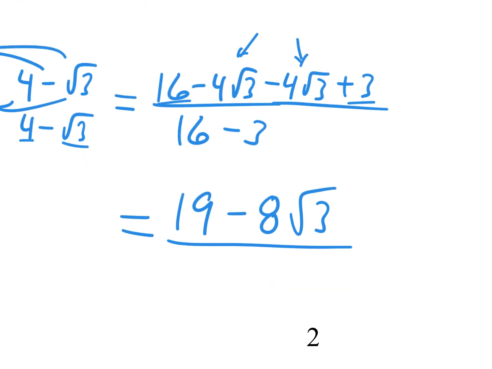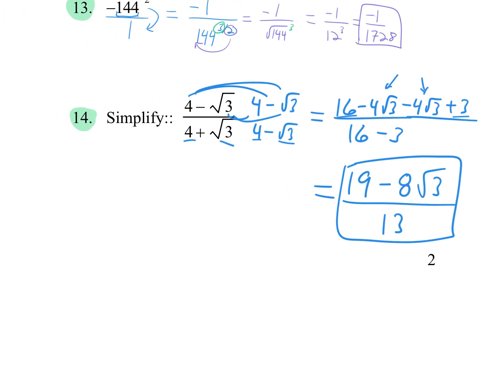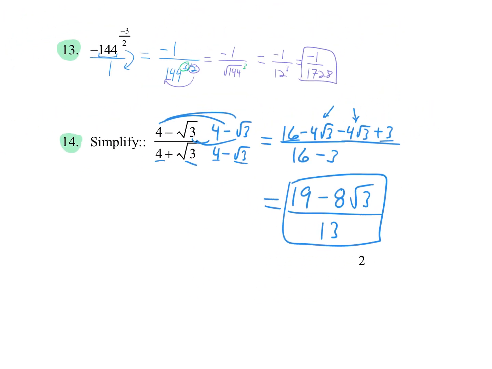Again, you can treat the radical like a variable and just combine the numbers in front. And then on the bottom, you can simply leave it as 13. Nothing more we can do there. We got the radical out of the bottom. Everything on top is fully simplified, so you can leave it alone. Good there.